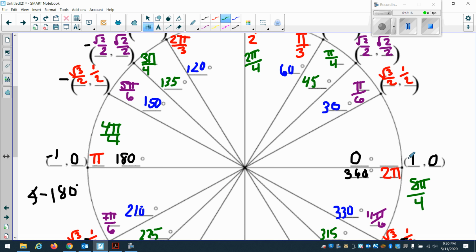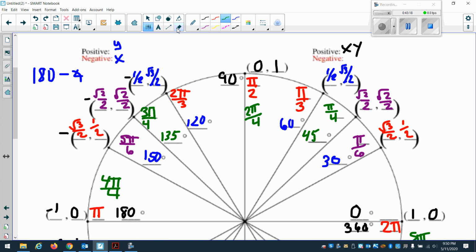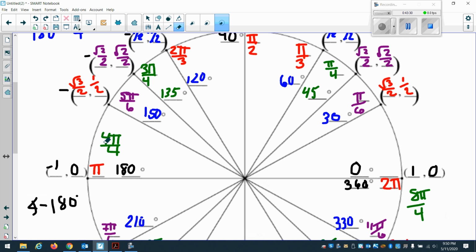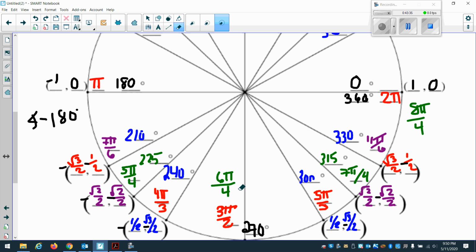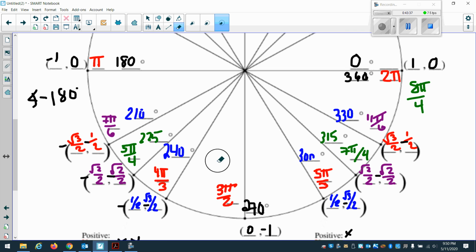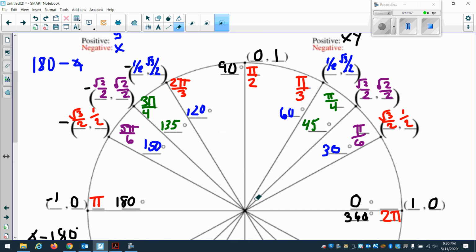So if we go through and reduce, you have pi over 4, 2 pi over 4, which reduces to pi over 2. Then you have 3 pi over 4, 4 pi over 4 reduces to pi, 5 pi over 4, 6 pi over 4 reduces to 3 pi over 2, 7 pi over 4, 8 pi over 4 reduces to 2 pi. So that completes your unit circle, okay?